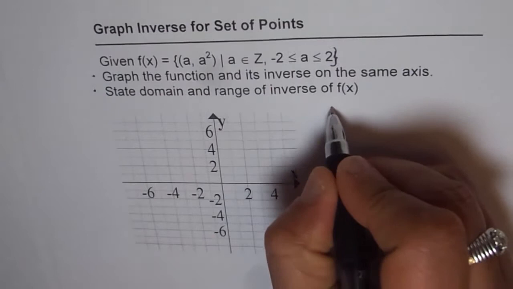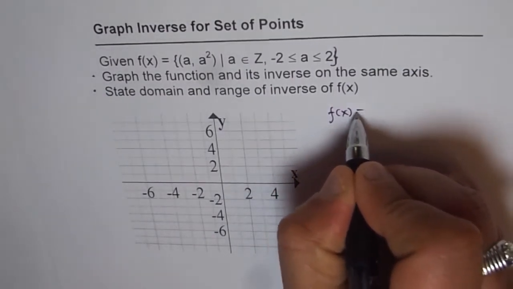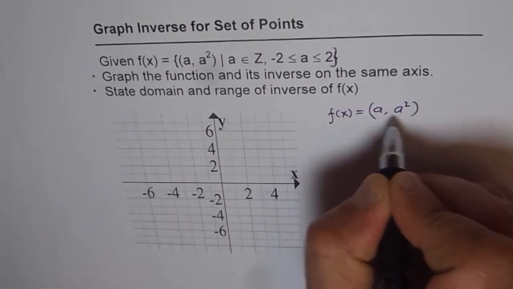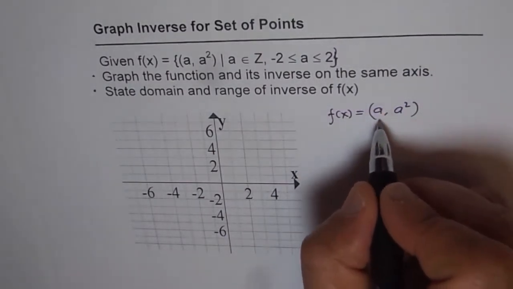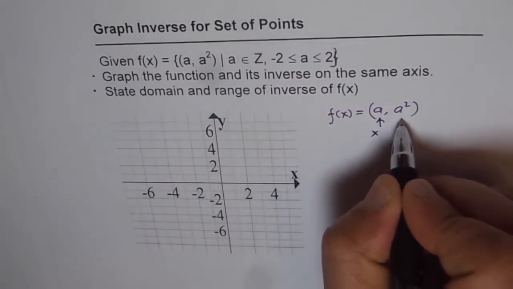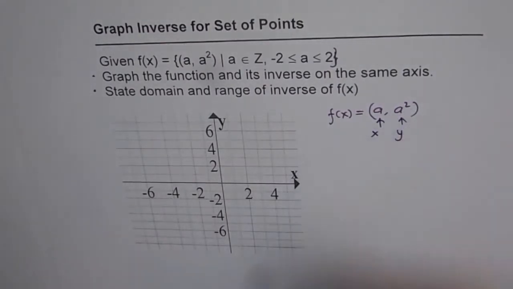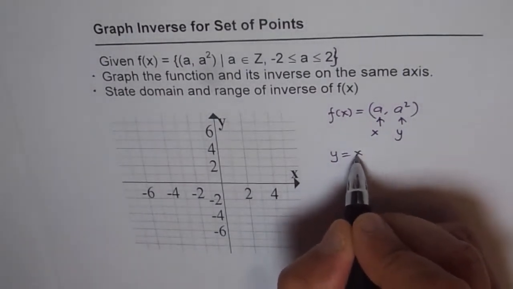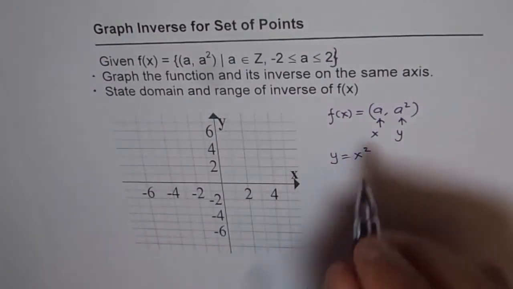Now the function really is f of x equals (a, a squared). Now what does that mean? It means if the x value is a, then the y value is a squared. That is the relation between x and y value. So we can write the relation as y equals x squared. Do you understand that part?